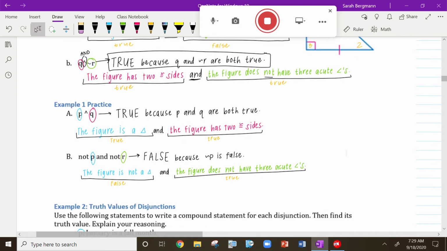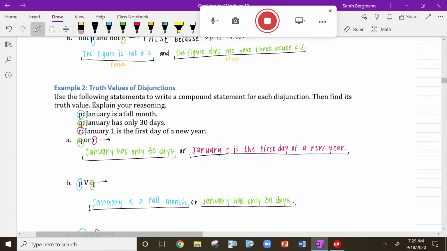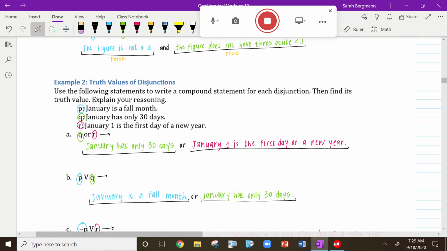Now let's try some disjunctions. This time we'll be using the word or. So the first one says Q or R. So I wrote statement Q, then I wrote the word or, then I wrote statement R. So we have January has only 30 days, or January 1 is the first day of a new year.